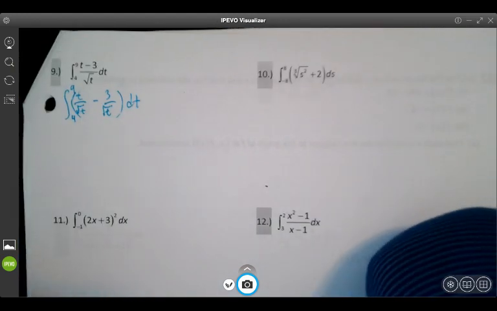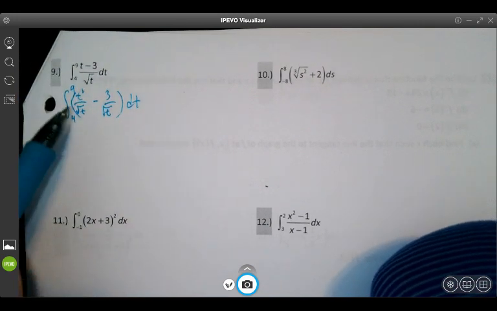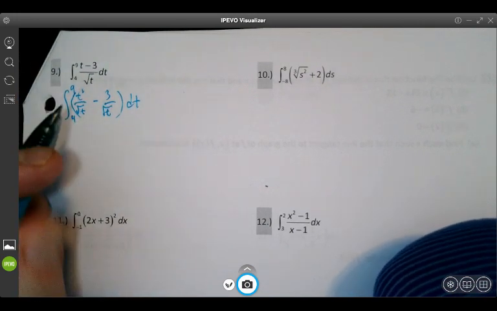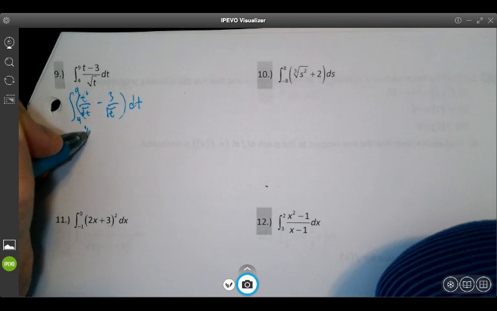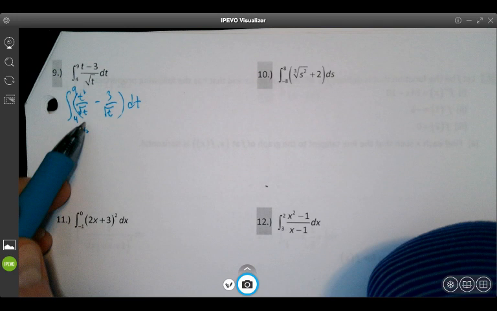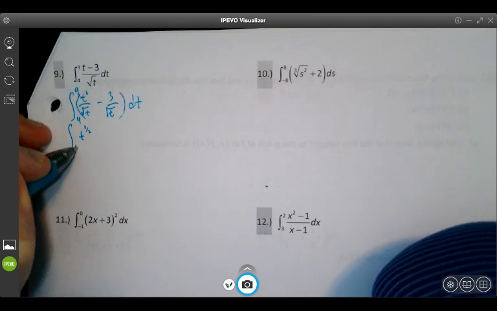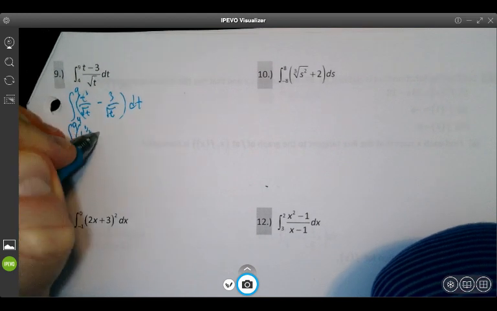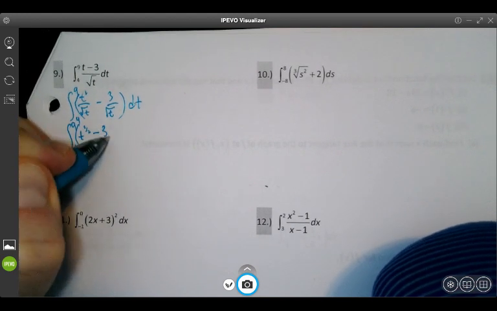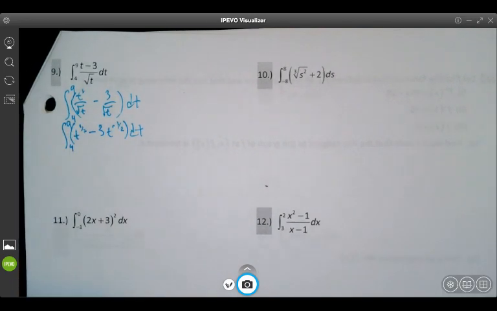Now the first one, t over the square root of t. Remember, this is like t to the first. So t to the first over the square root of t just becomes t to the 1/2, because I have t to the 1/2 in the denominator, so we can subtract. And so we're going to have the integral from 4 to 9 of t to the 1/2 minus 3 times t to the negative 1/2, since it's in the denominator, with respect to t.